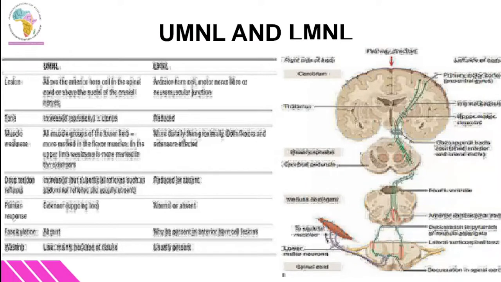Then with the lower motor neuron lesion, you find what we call denervation atrophy, because the muscle has been de-innervated. It's not receiving its innervation. The innervation has been completely cut off from the muscle, hence causing denervation atrophy. This is the type of atrophy one gets because the muscle is completely denervated.